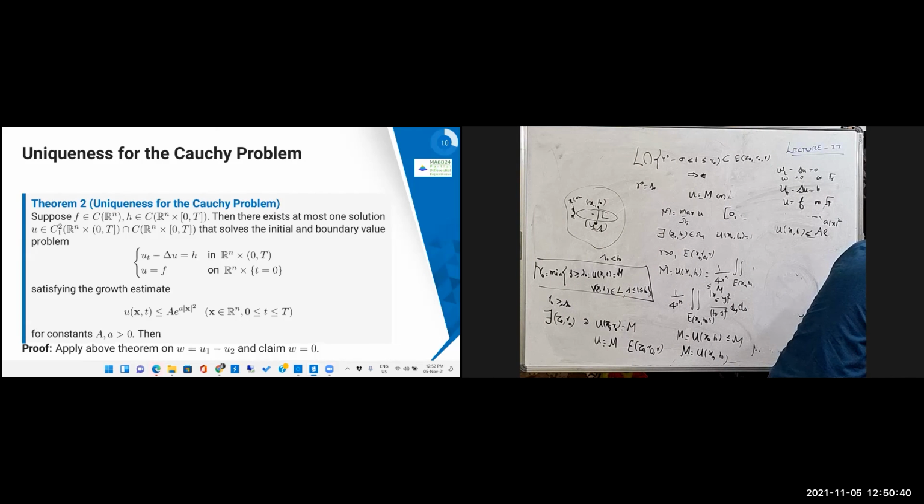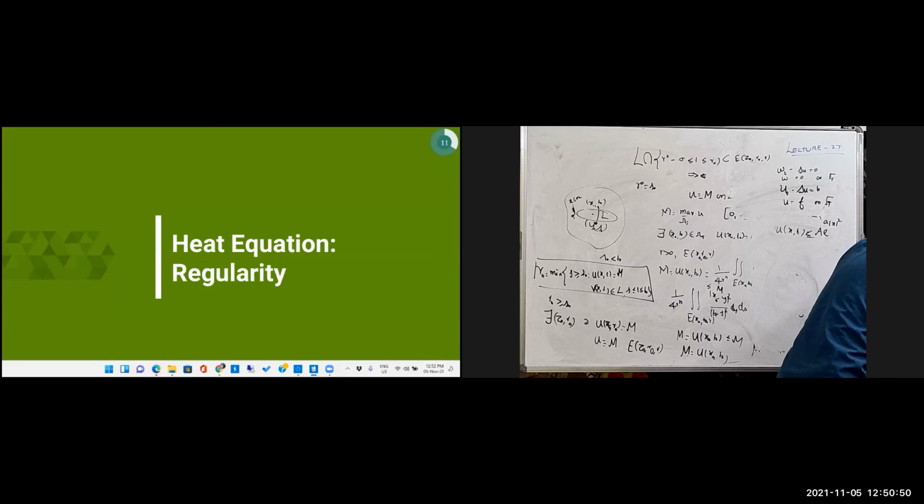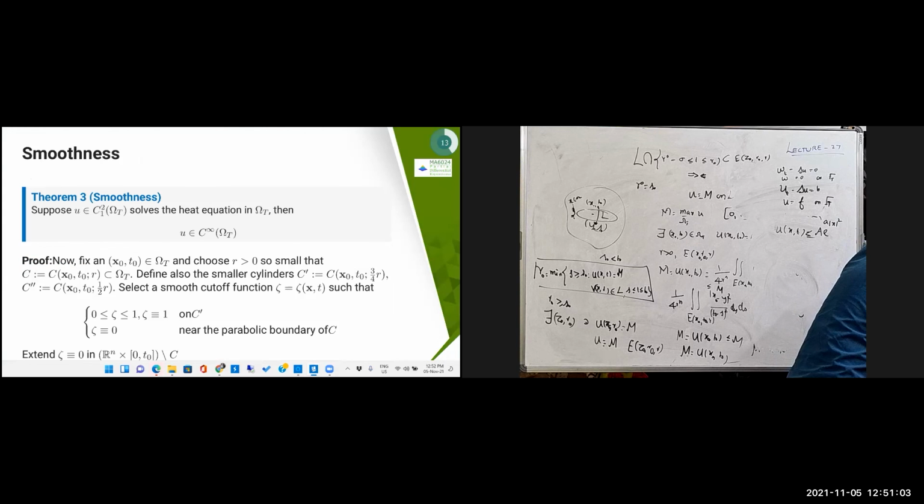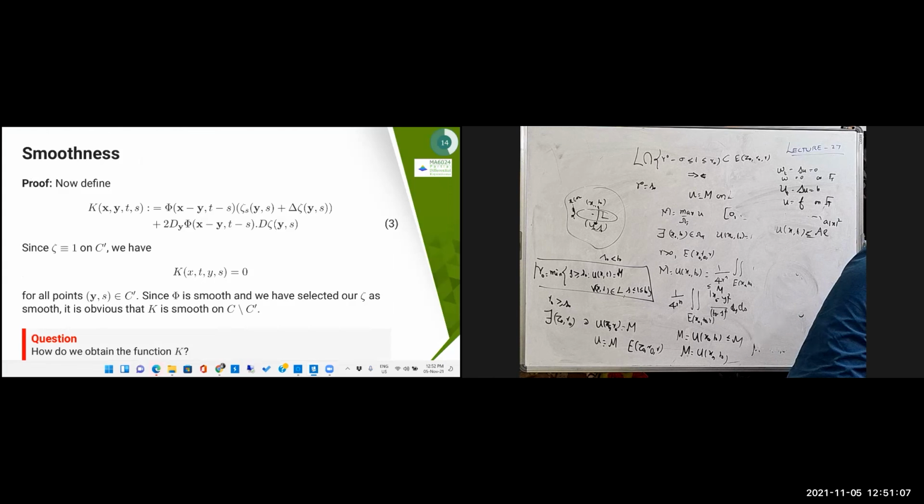And this problem also, again, the uniqueness problem for the same problem. If this is going to be that, then you are going to get a unique solution. Okay, this part also I leave it to you as an exercise. So in the next class, we'll discuss about the regularity of the heat equation, where you will be discussing about a circular cylinder. Earlier we have seen the parabolic cylinder. Similarly, we are going to define a circular cylinder in which we are going to define smoothness, etc. Okay, so that I will prove in the next class.